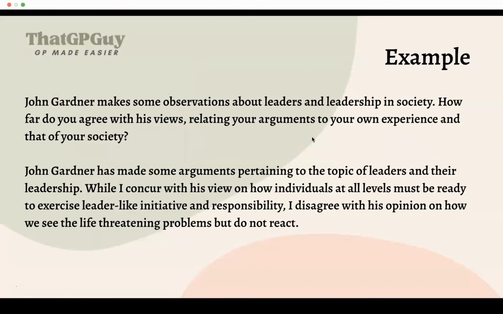Here's an example. The topic was about leaders and leadership in society, and this is a piece that I wrote back then. So this is my own original AQ response. All I did was to summarize what John Gardner, the author, has made, what are some of the arguments, and then I just listed down what I agree with and what I disagree with. So this is my summary of his arguments, just two short sentences. Okay, and moving on.